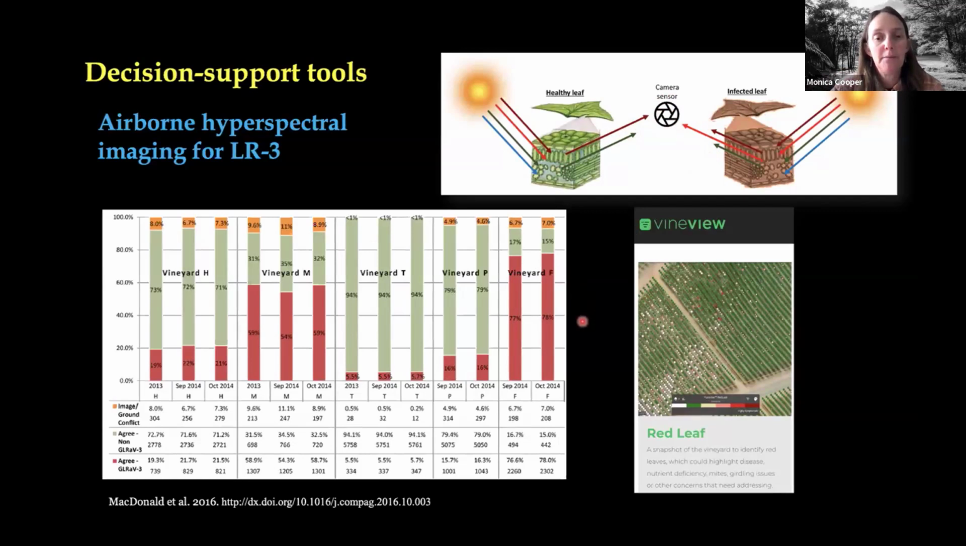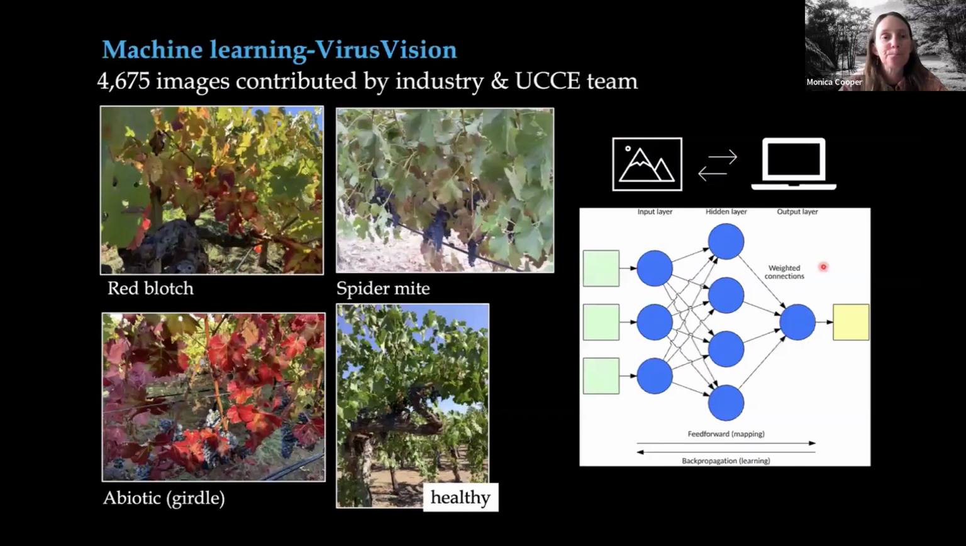And we had fairly high levels of confidence for Leafroll with airborne imaging, both looking at agreement of when we had infected vines and then not picking up vines. So no false positives. Vines that were not infected were not being marked either by our scouts or by the cameras as infected. So of course it's not perfect, but we're not perfect as humans either. So I don't know why we would expect a machine to be 100% perfect either.